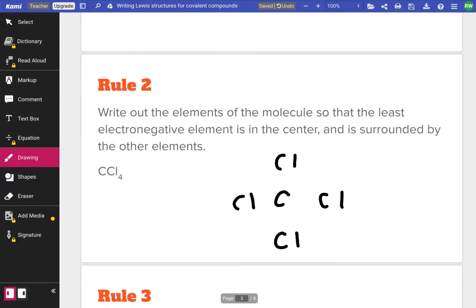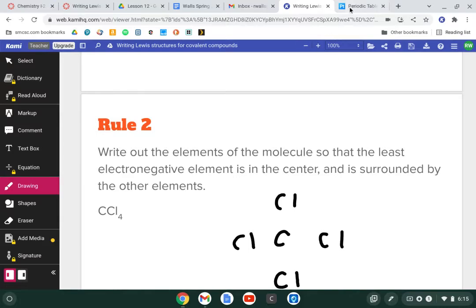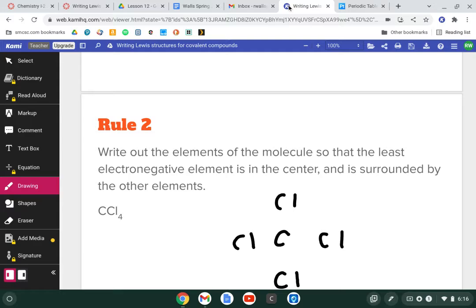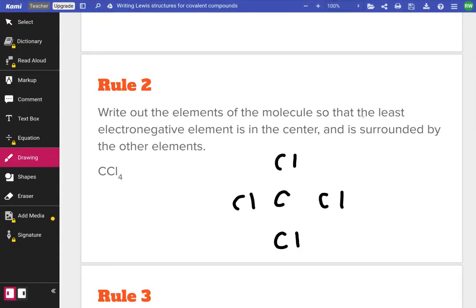The next rule, you're going to write out the elements of the molecule so that the least electronegative element is in the center and is surrounded by the other elements. Now, if you remember from your periodic trends, the most electronegative elements are up here in this top right corner. So fluorine would be the most electronegative element, but chlorine would be more electronegative than carbon. Plus, just start to learn and get used to the fact that carbon is an atom that likes to be at the center of a molecule. So I went ahead and put carbon in the middle, and I surrounded it by the 4 chlorines.